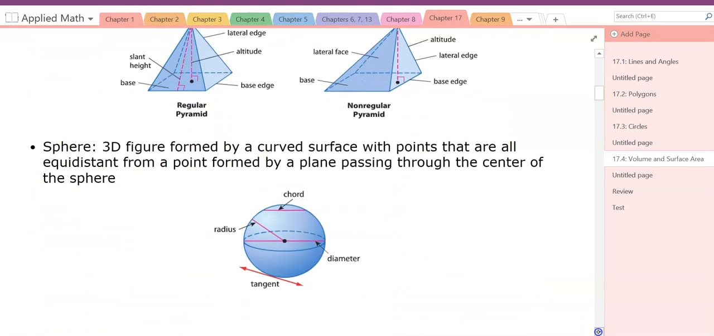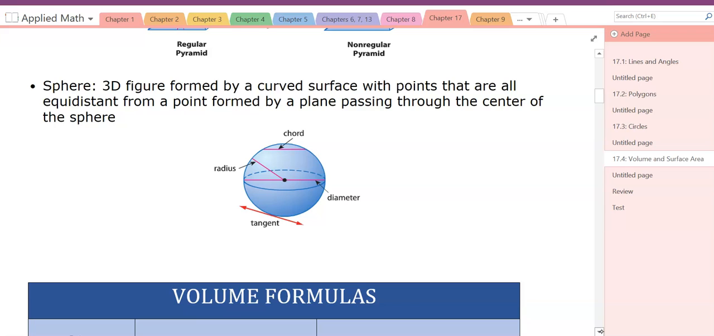Then the last shape that I have on this page is a sphere. A sphere would just be a three-dimensional ball, like a basketball, a golf ball, soccer ball, anything like that. And if you cut a ball in half and look at what happened when you cut that, you'd have two circles. So it causes you to have hemispheres.